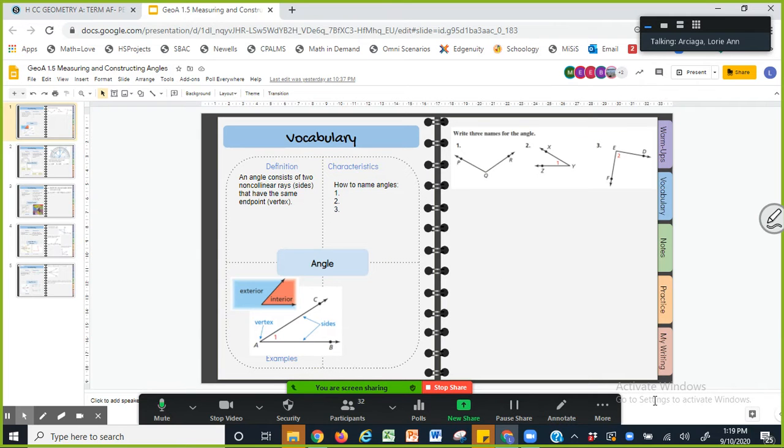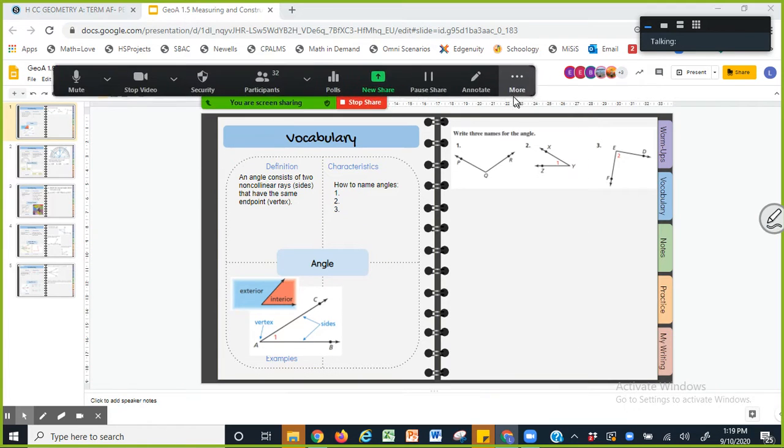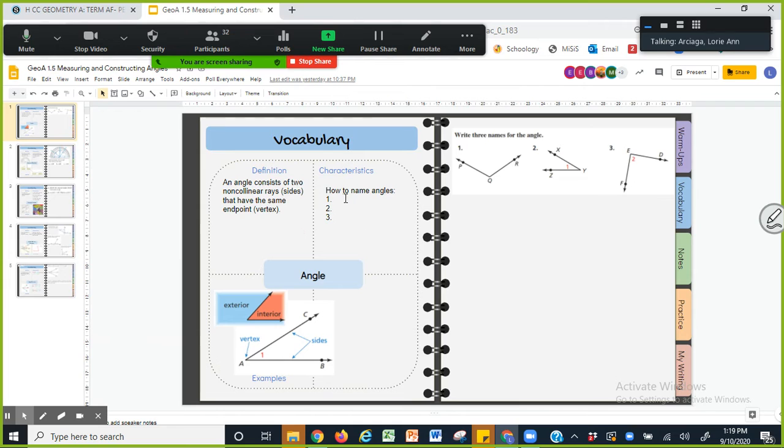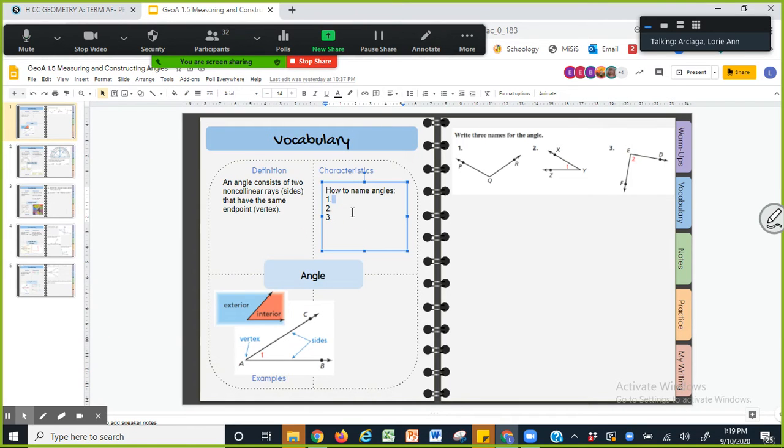So just make a copy for yourself so you can type in it. And as you can see here, the first slide is about how to name an angle. I have 3 question marks here for you already. There you go. So if you already know what to type, go ahead and start.